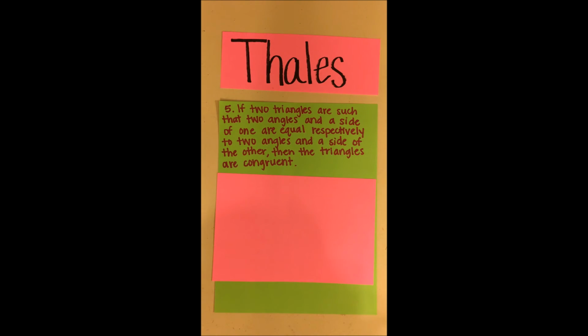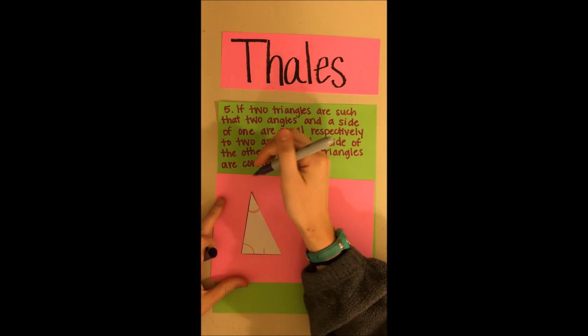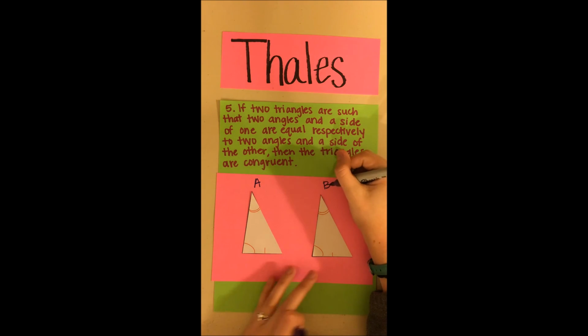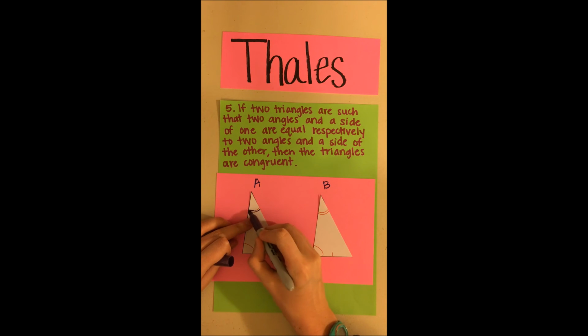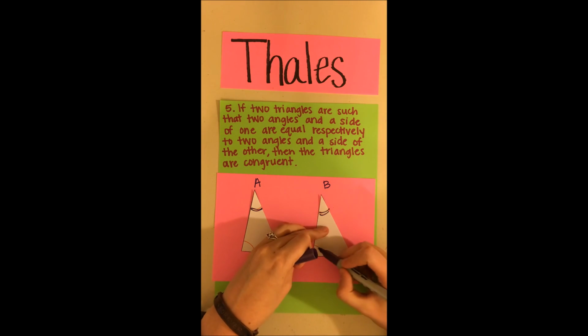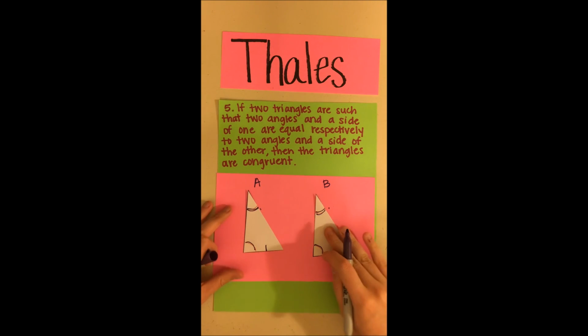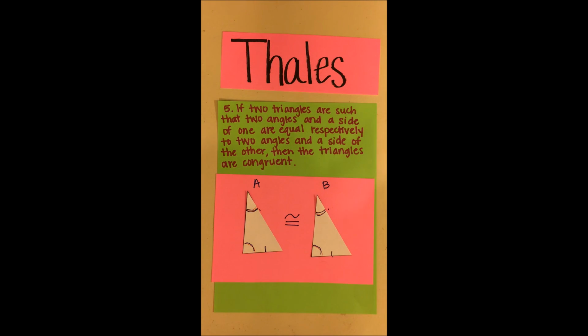The last and final theorem says, if two triangles are such that two angles and a side of one are equal respectively to two angles and a side of the other, then the triangles are congruent. So we have our first triangle right here, which I'm going to call triangle A, and then we have triangle B. So what his theorem says is that if two angles are congruent, which we have these two right here, and one side, therefore these two triangles will be congruent. And that is the end of all of his theorems.